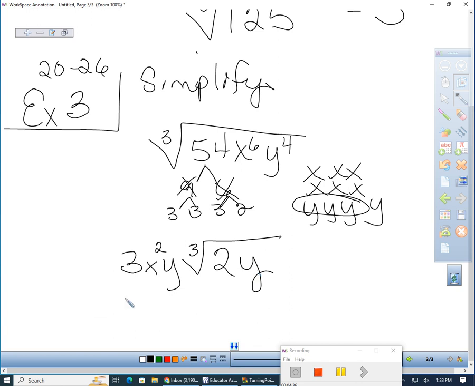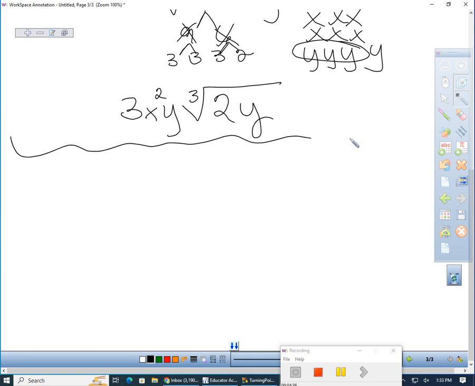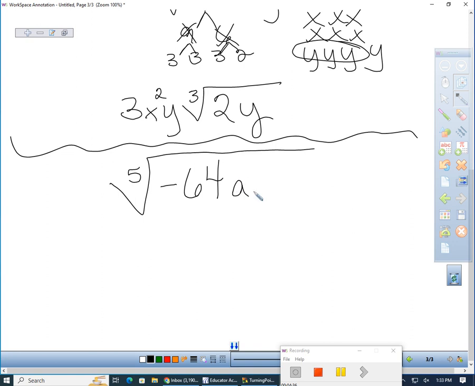All right, let's try this one. I'm still in the same example real quick. Let's say I have the 5th root of negative 64 a to the 7th, b to the 9th.